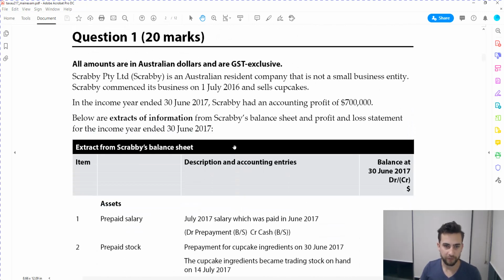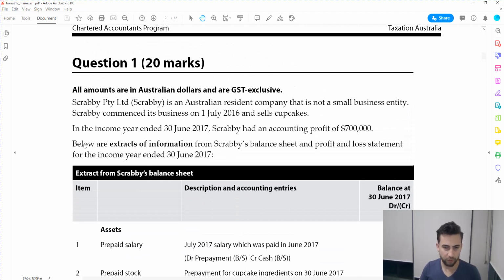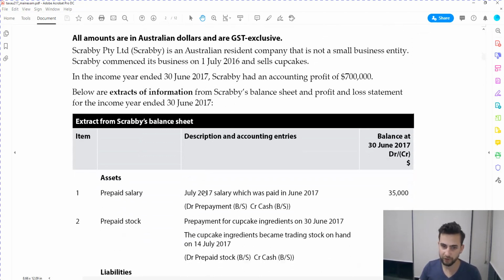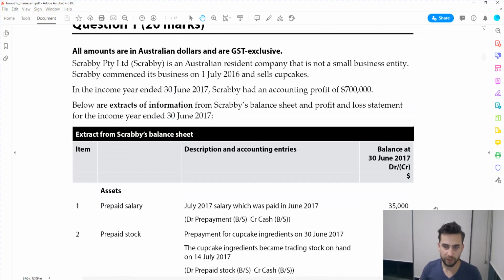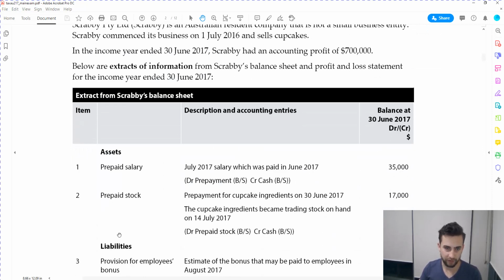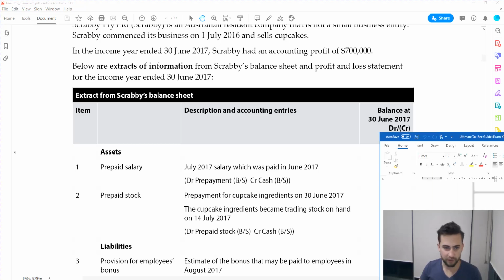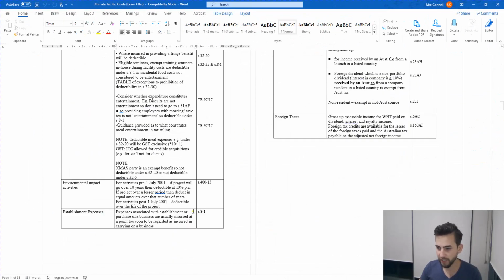So the first thing is, the below is extracts of information from Scrabby's balance sheet and profit and loss. That means it's actually inside that $700,000. So that's the first thing to keep in mind. Everything below is included in that 700,000. So these assets have already been included in there. So the next thing that we're going to do is look up prepaid salary.